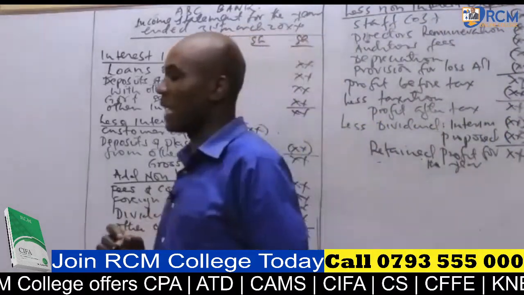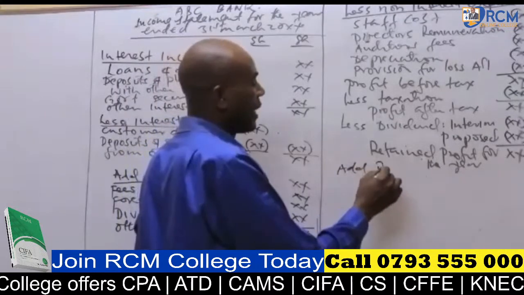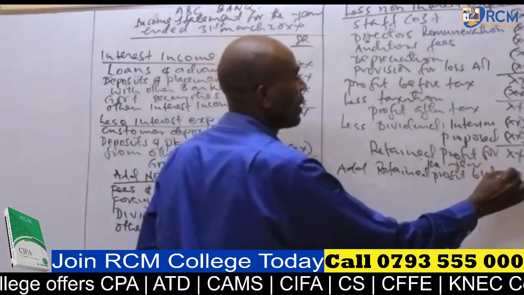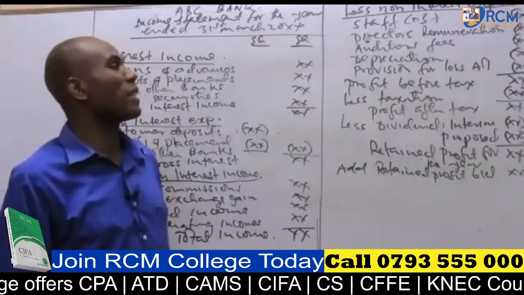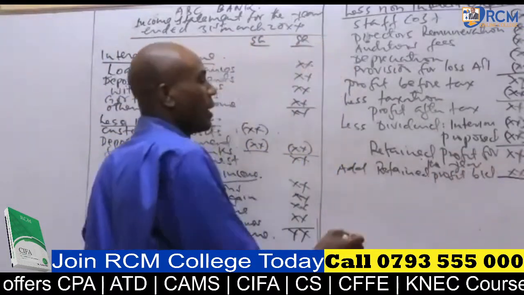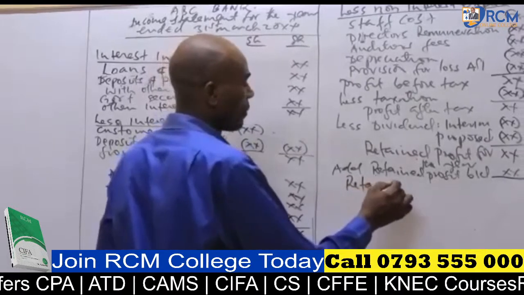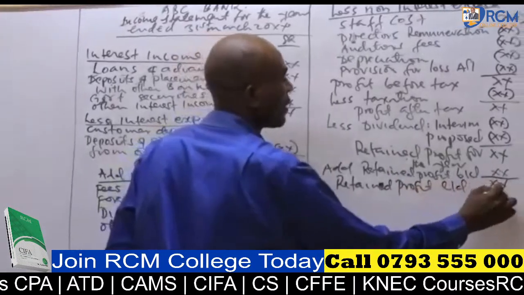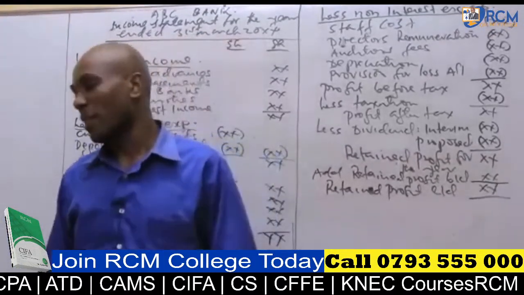Then after we have the retained profit for the year, we come to add retained profit brought forward. This one is from the previous year. Remember, these are continuing businesses. Therefore, in the previous year, we had a profit, so we add what is the retained earnings from the previous year. Then we get retained profit carried down. Therefore, basically, that is the format of a bank income statement.